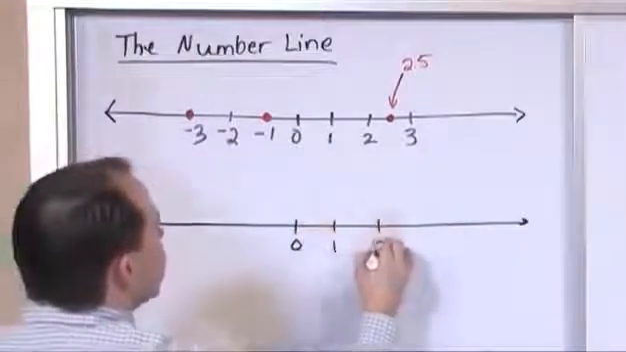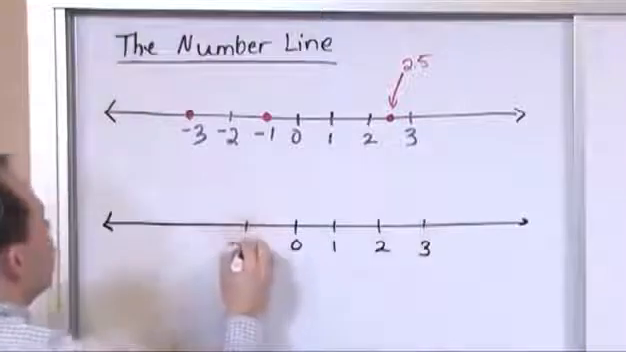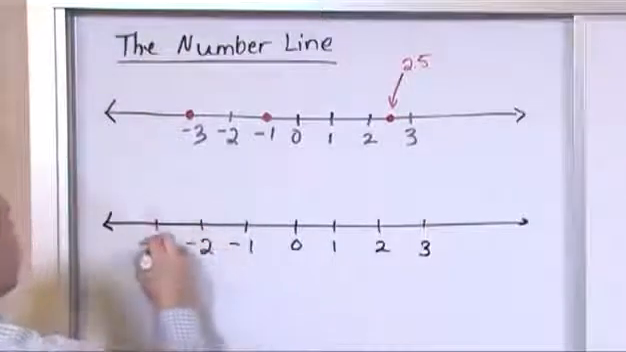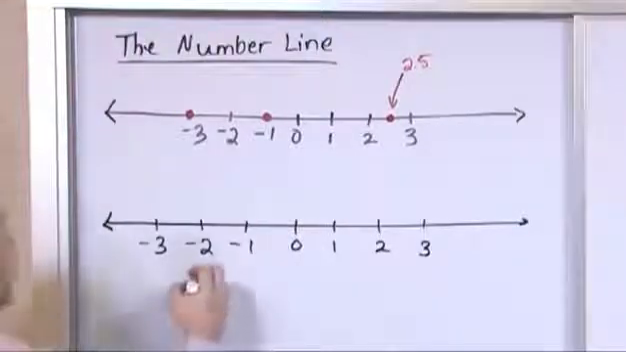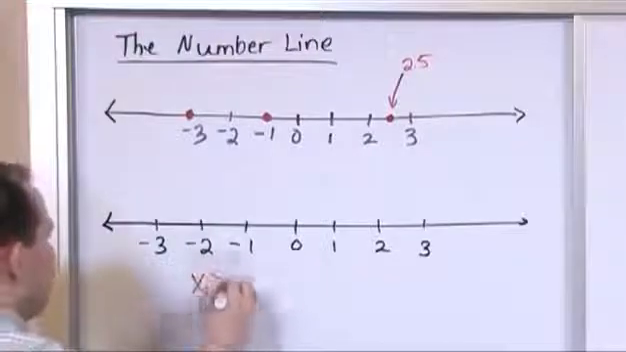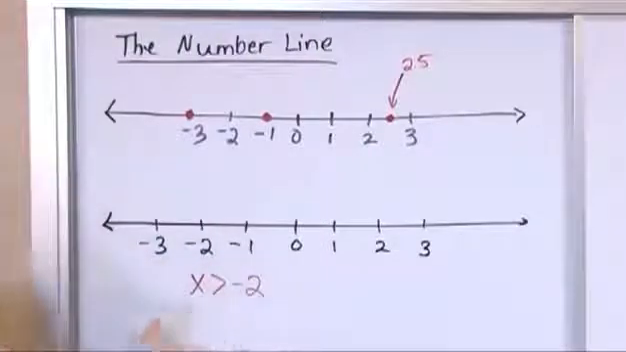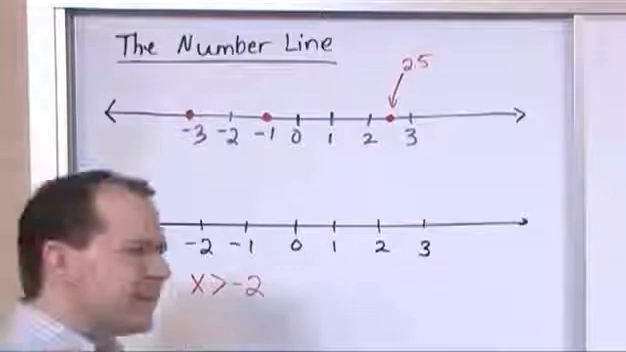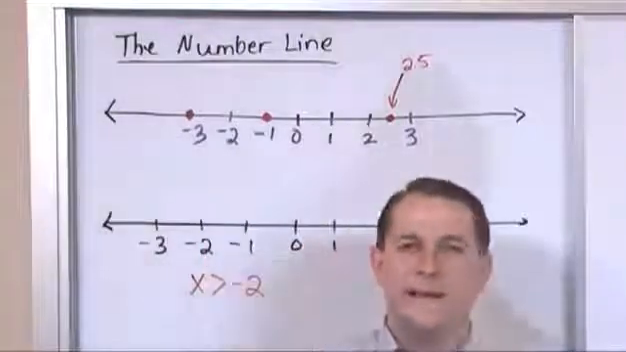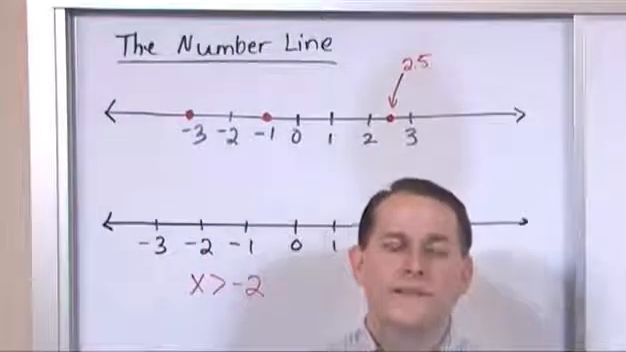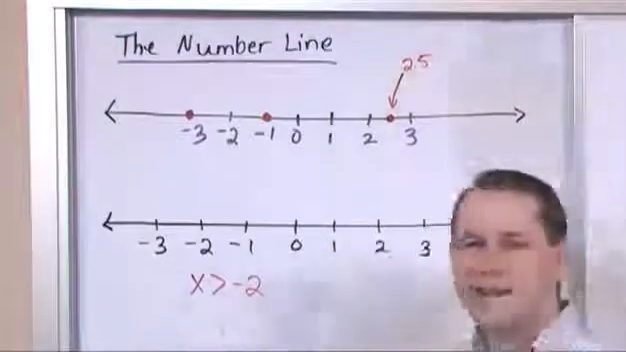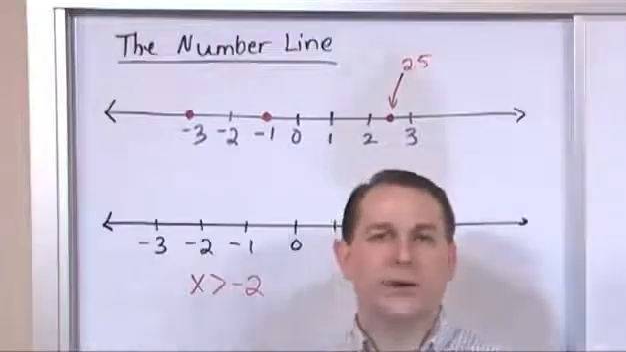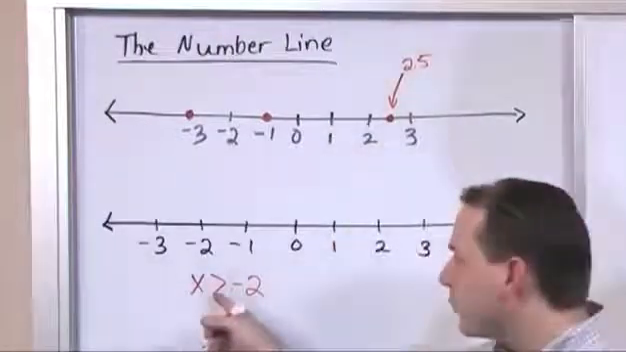0, 1, 2, 3, -1, -2, -3. Now, what I want to do here, what if I wanted to graph the inequality x > -2? And when I say inequality, by the way, when something is equal, you have an equal sign in there. When something is unequal, you call it an inequality. These greater than or less than symbols are just called inequalities. So if you hear me say the word inequality, it just means it has one of these symbols there.